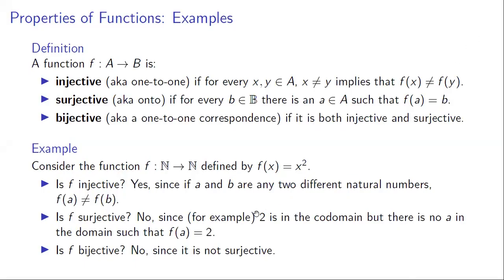By the way, this is what we did in the previous example. How did we show that f is not surjective? Well, we found an element of the codomain B, this 2. So 2 is in the codomain, and we saw that there is no a in the domain such that f of a is equal to 2. So we have proved that the function is not surjective.